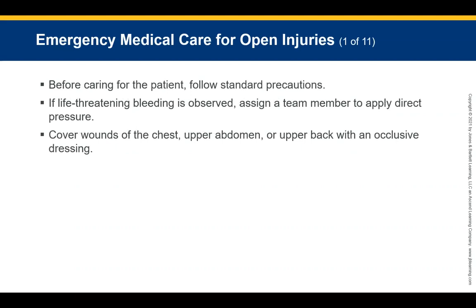Before you begin your patient care with an open wound, follow your standard precautions. Gloves, mask, gown, eye protection, all those need to be remembered. If life-threatening bleeding is observed, assign a team member to apply direct pressure over the wound to control the bleeding. If you have to apply a tourniquet, this is the time to do that. You need to recognize that and apply it rapidly. If the wound is in the chest, upper abdomen, or lower back, cover it with an occlusive dressing. You guys should have covered that. If not, you will be covering that in one of your upcoming boot camps.